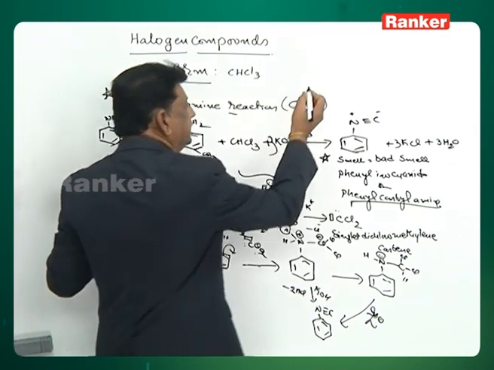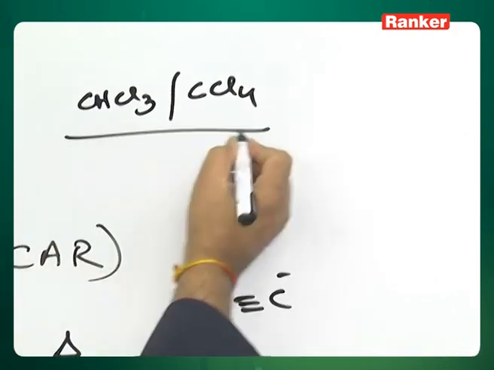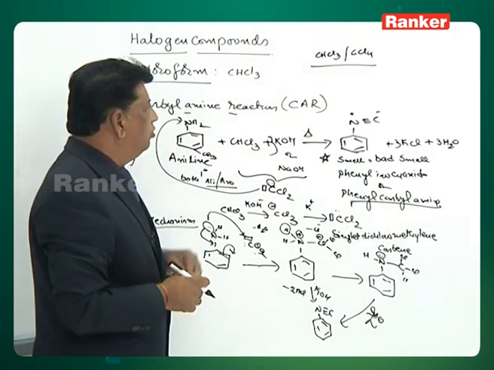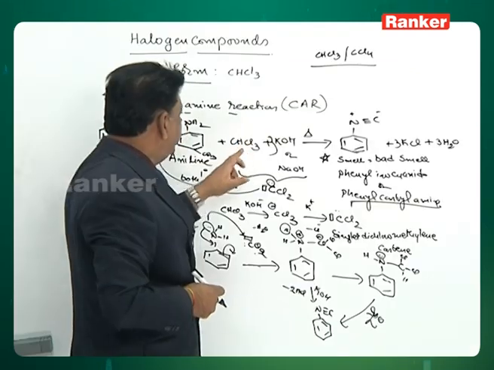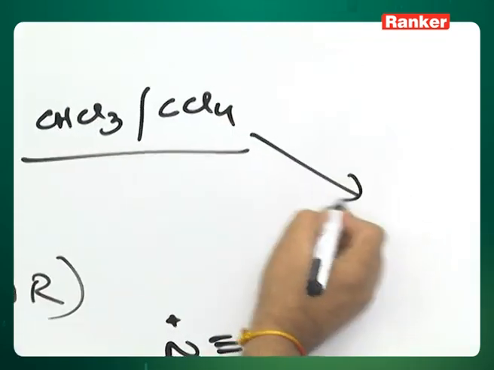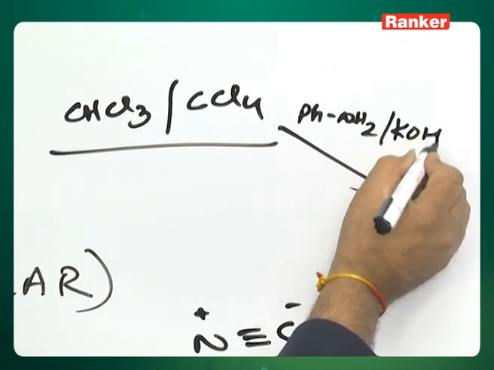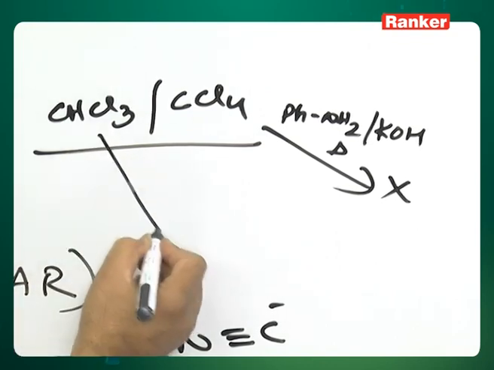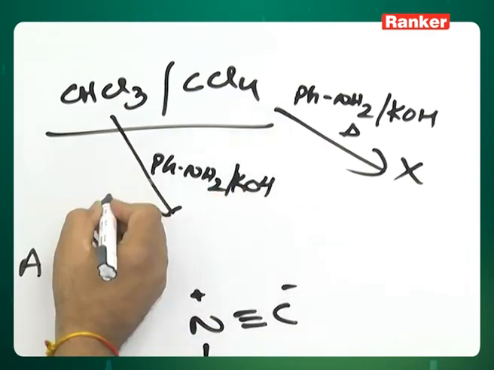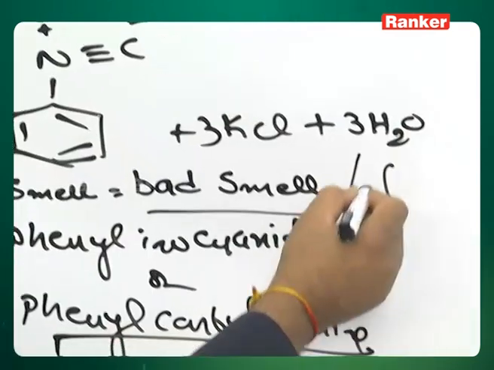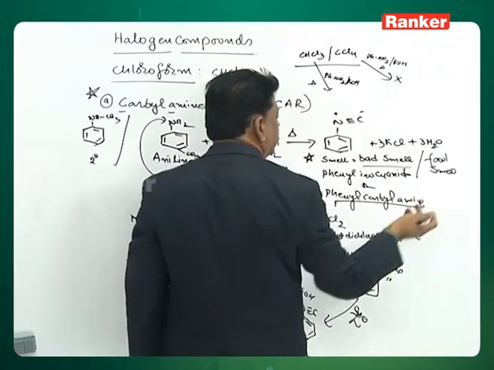Once it was also asked in the IIT examination: chloroform and CCl4, how do you give a test to differentiate these two? For both you add aniline and KOH and heat it. So if you add aniline, PhNH2, and KOH and heat it, what happens? In the CCl4 case nothing happens. But in the other case, if you heat it, you get this bad smell, described sometimes as a foul smell, somewhat rotten smell.